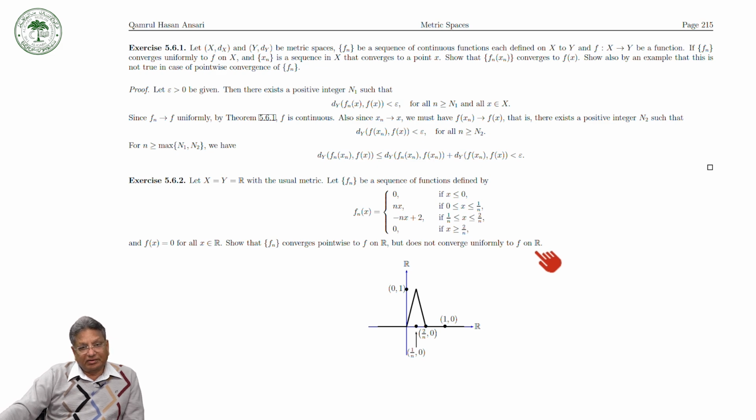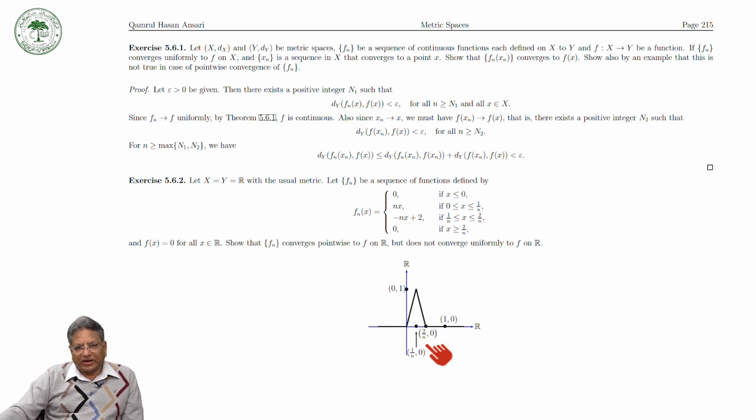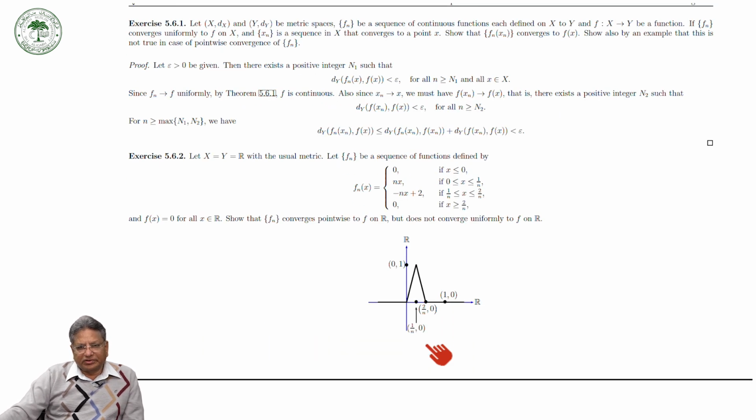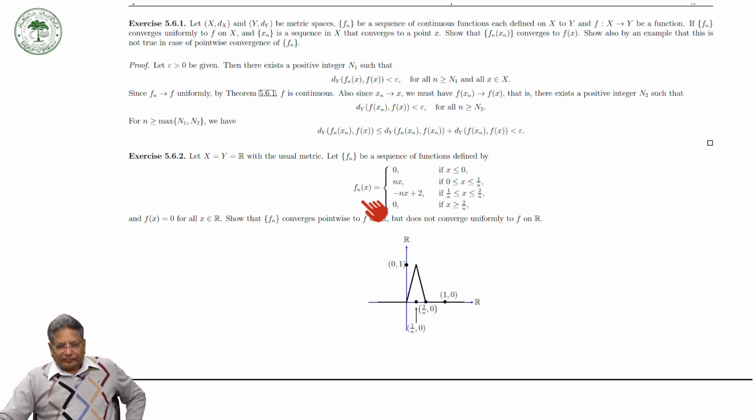Now, again the proof is given, so you can see this proof, but I would like to mention that this is not a sequence of continuous functions. So, you can see that this converges pointwise but not uniformly to f.